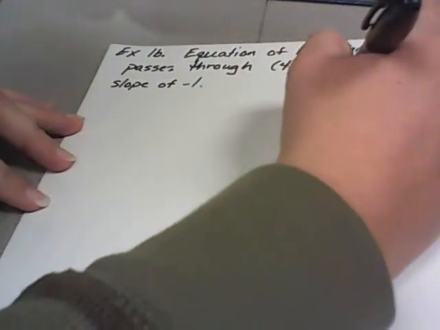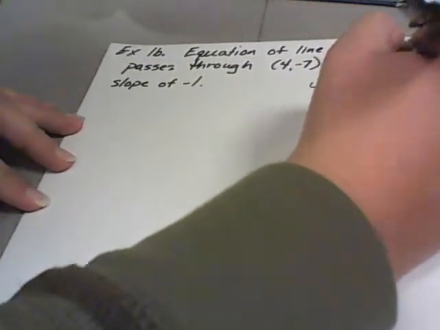Okay, now we will be focusing on example 1b. We are finding the equation of a line that passes through the ordered pair (4, -7) with a slope of -1. Again, I am going to use my slope-intercept form, which is y equals mx plus b.